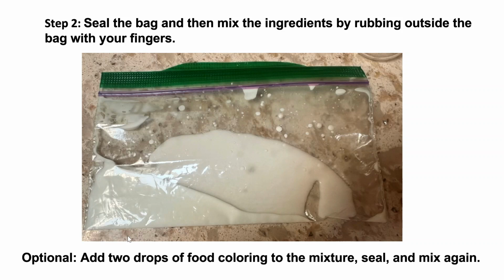Now there's an optional step: you could add 2 drops of food coloring to the mixture, seal, and then mix again. The purpose of this is that you can color your polymer. If you want a green polymer, add some green food coloring. If you want a red polymer, add some red food coloring. If you don't want your polymer to have any color, you can keep it the way it is. Again, adding the food coloring is optional. Make sure to write step two on that data table.